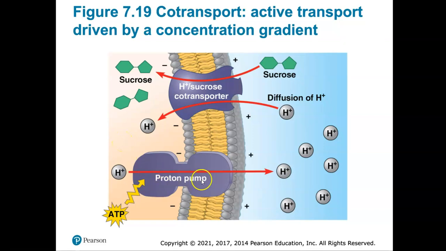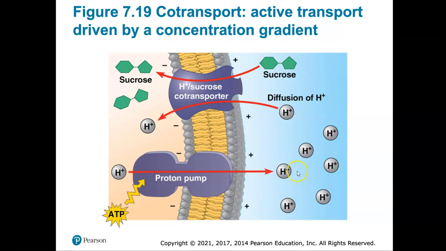Since it is a pump, and it's transporting toward the high concentration, against the concentration gradient, then it's active transport and it requires ATP. So that would be an example of active transport.